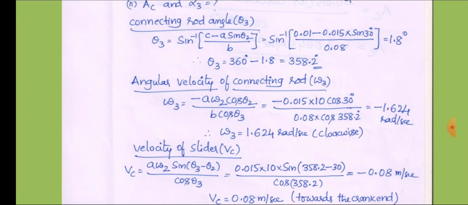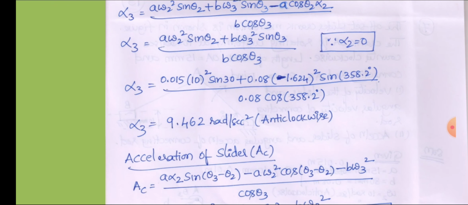Now, therefore, velocity of the slider Vc is equal to, simply you write the value 0.08 meters per second, and in the bracket you write down, because it is negative, so the slider will move towards the crank end. So in the bracket I wrote it as towards the crank end. Next, find out the accelerations.